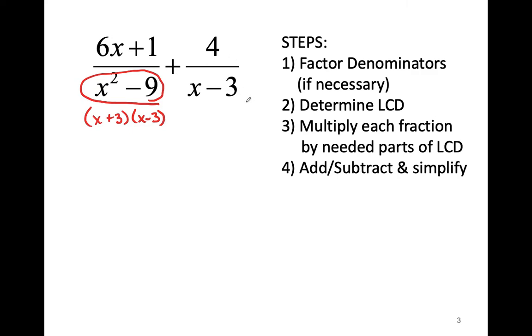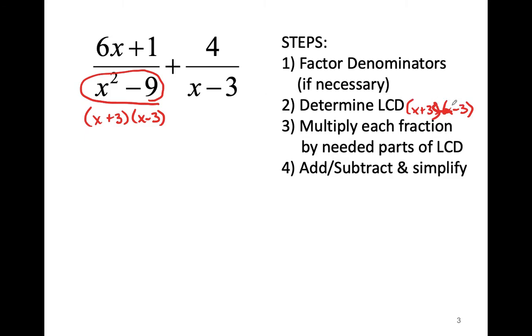Now, my second denominator, that's already factored. Nothing I can do there, okay? So now let's determine the least common denominator. Let's look at the parts of the first denominator. The parts of the first denominator are x plus 3 and x minus 3. Now, the parts of my second denominator, well, that's x minus 3.